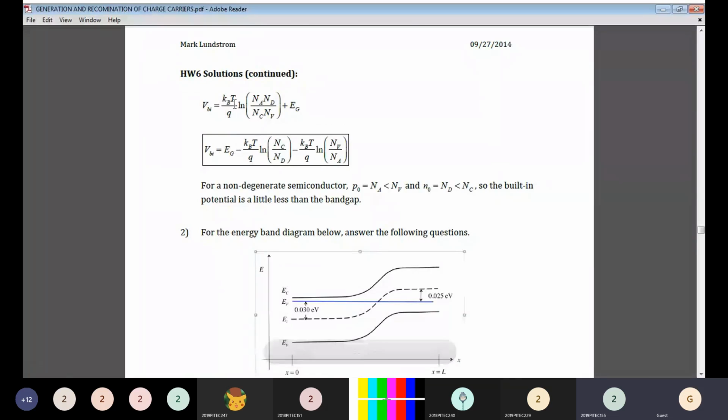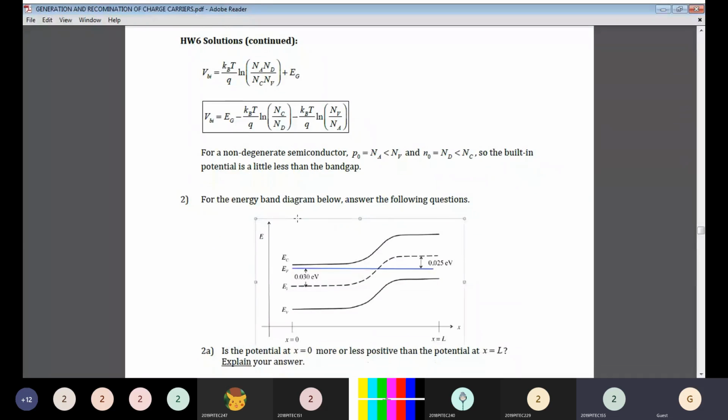And V_BI is equal to (k_B T / q) ln(N_a N_d / N_c N_v) plus E_g. V_BI equal to E_g minus (k_B T / q) ln(N_c / N_d) minus (k_B T / q) ln(N_v / N_a). For a non-degenerate semiconductor, p_0 equal to N_a is less than N_v and n_0 equal to N_d less than N_c. So the built-in potential is a little less than that of the band gap.